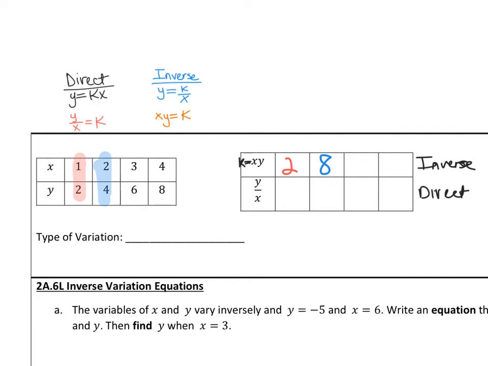Well, I got a different number there. They're not the same, so it definitely cannot be inverse. Okay, I'd have to have the same exact number repeated. So now we try dividing, and it's y divided by x.